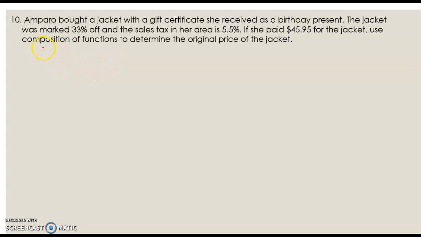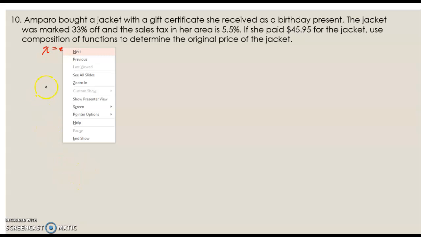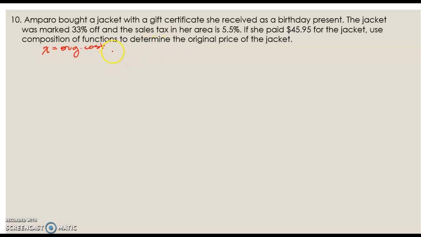All right, so the first thing we've got is that x equals the cost of the original jacket, the original cost. The discount with the original cost is going to be one whole cost minus that 33% off, which means you're going to end up with 0.67x. That is your discount.